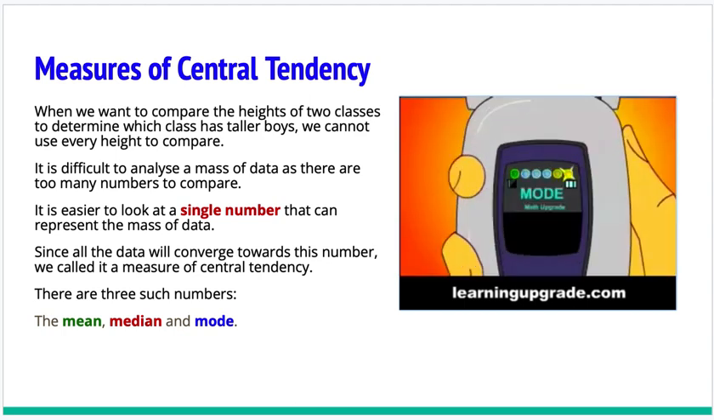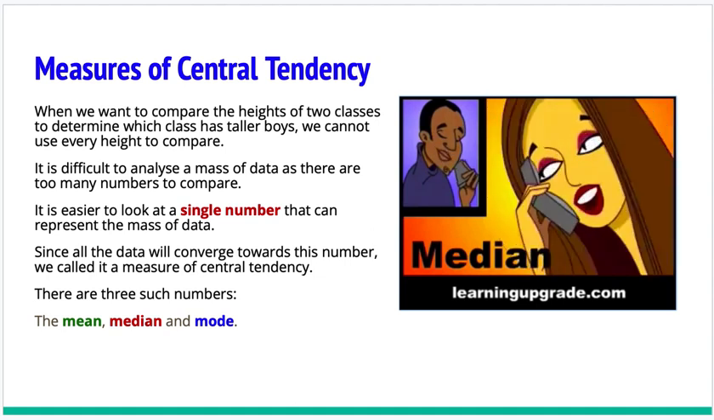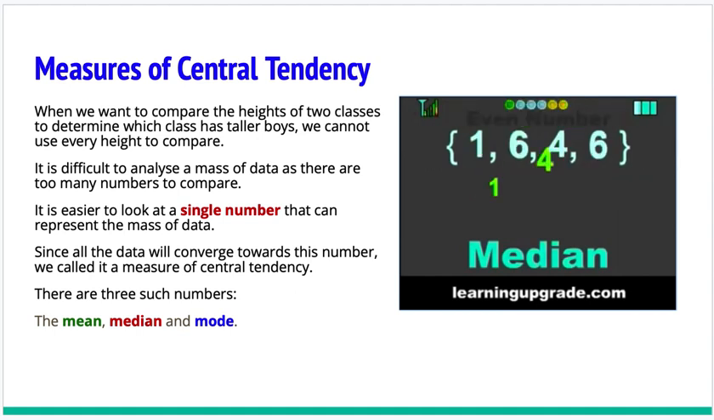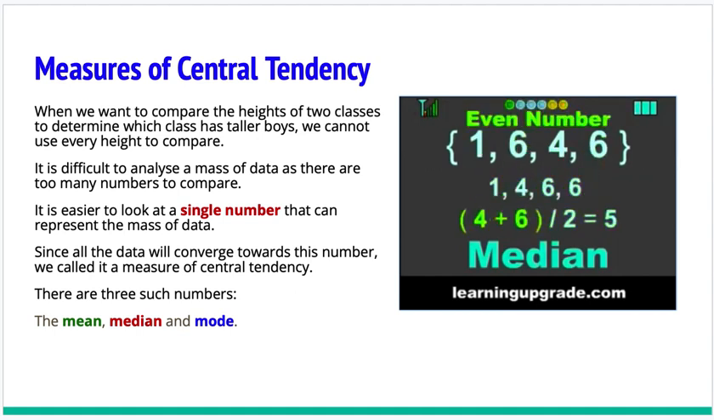Mean, median, and mode. But how do you find the median? Arrange the numbers in order from the lowest to the highest values. The middle number is the median for an odd number of items. The average of two middle numbers is the median for an even number of items.